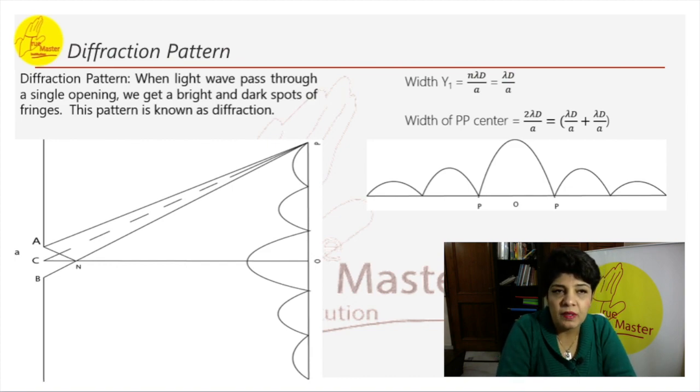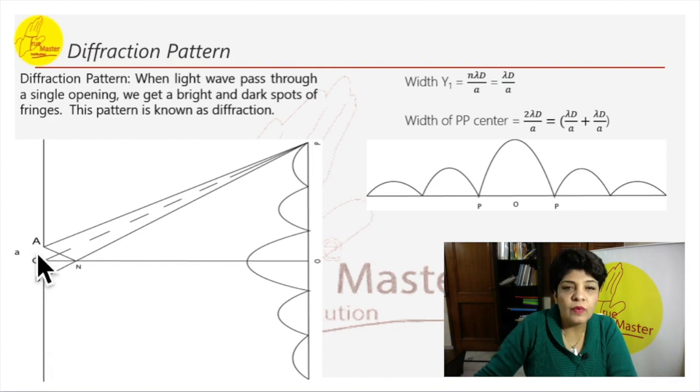Diffraction pattern. When a light wave passes through a single opening, then the different sources having secondary waves give us a bright and a dark spot or fringe. This pattern is known as the diffraction pattern. So this is the single opening from where the light is going to come on the screen. So what do we observe? In the center, this is a complete diffraction pattern. Light in the center happens to be a little brighter, and then you can see there are fringes ahead also. This becomes a pattern of the light.